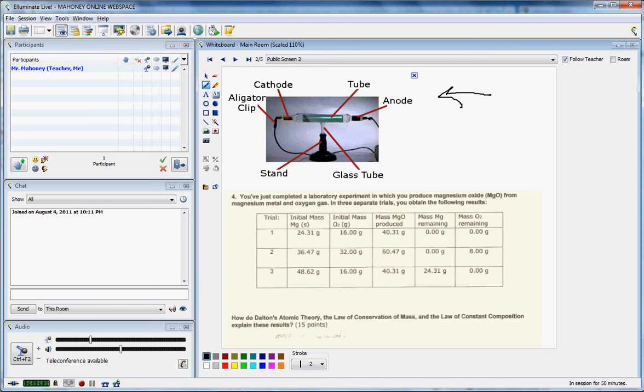So we've just completed a laboratory experiment in which you produce magnesium oxide from magnesium metal and oxygen mass. So we can see here that we obtain all these results. And so the biggest thing here is that mass is always going to be conserved. We can add up all these things. That mass is always conserved. So that's all they wanted you to know, is that mass is always conserved. And that's how much is remaining or not remaining, is that they always add up. And so that's the biggest thing here, is that we cannot create nor destroy matter.